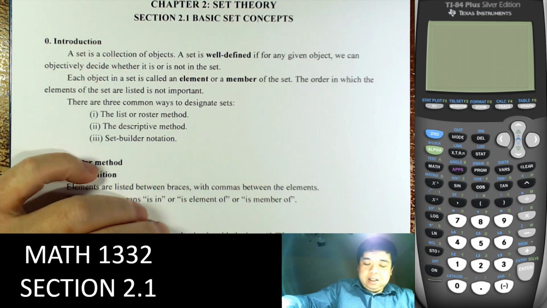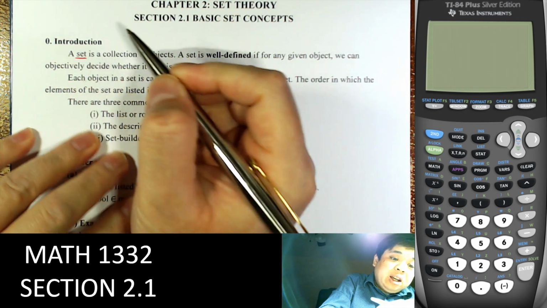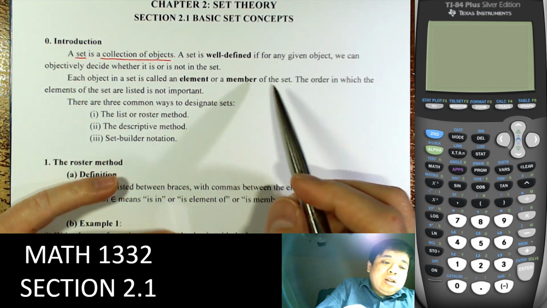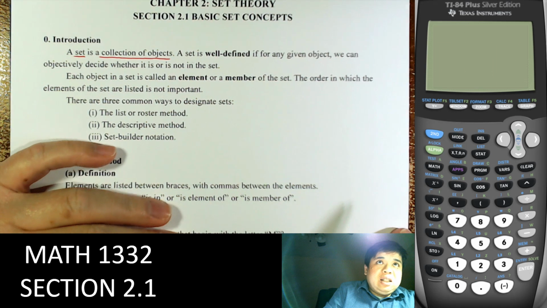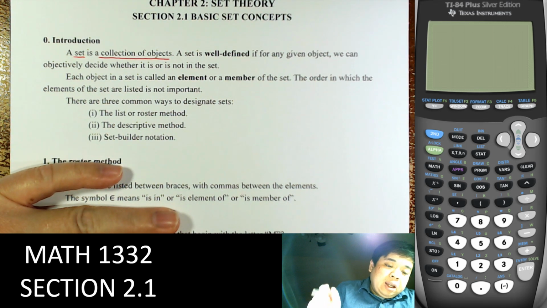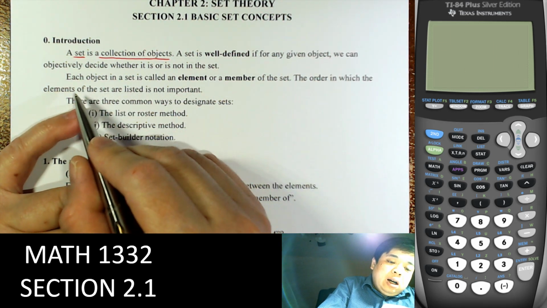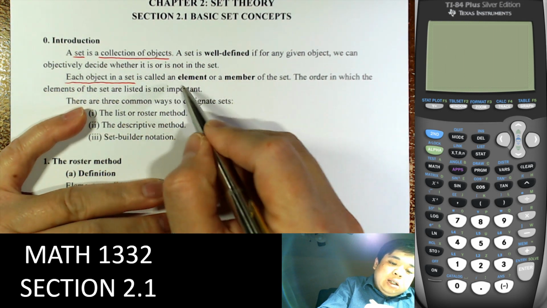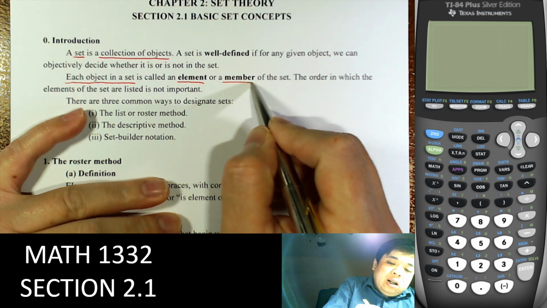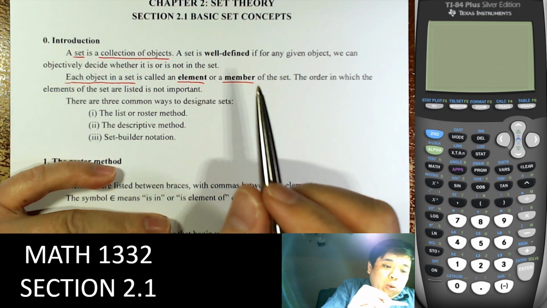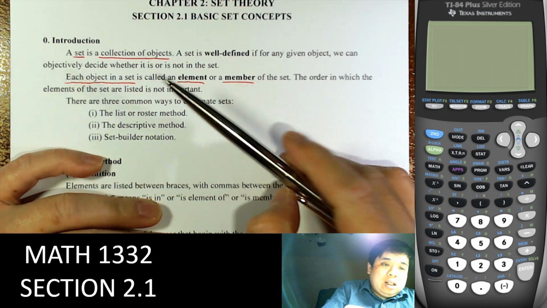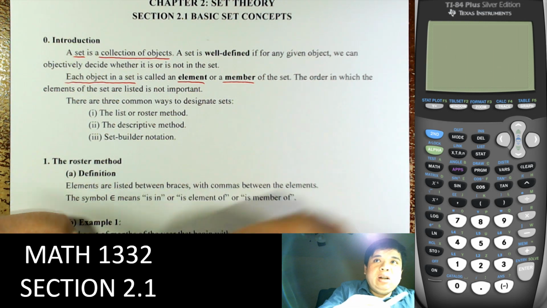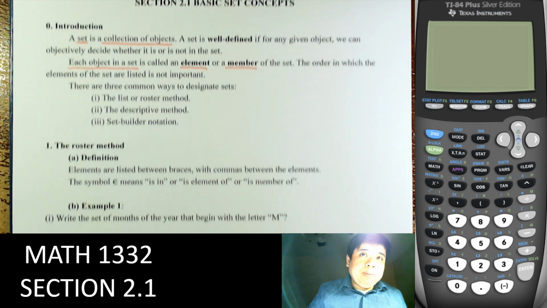A set is just a collection of things, and it is well defined so that we know exactly if an element is in the set or not in the set. Each member or each object in the set is called an element or member of the set. There are three ways to write a set: the list or roster method, the descriptive method, and the set builder notation. Now we go to those methods.